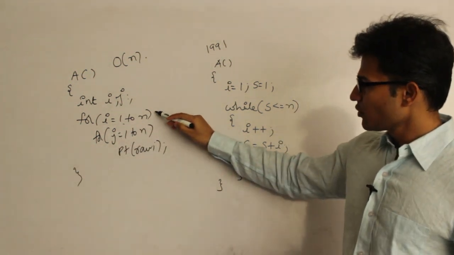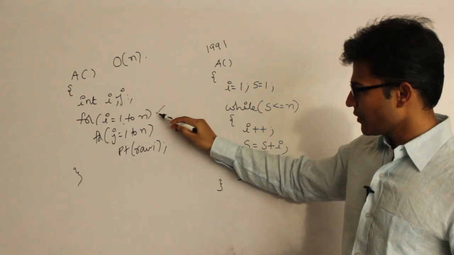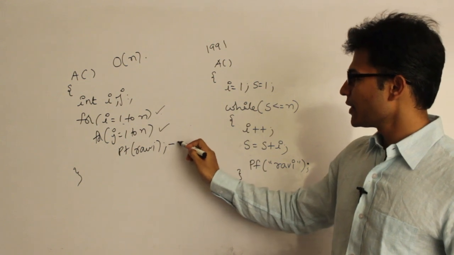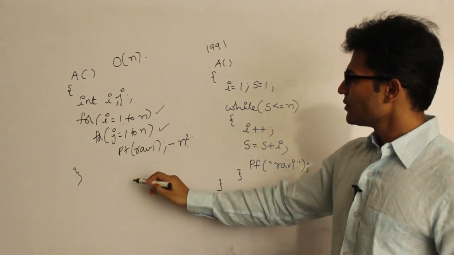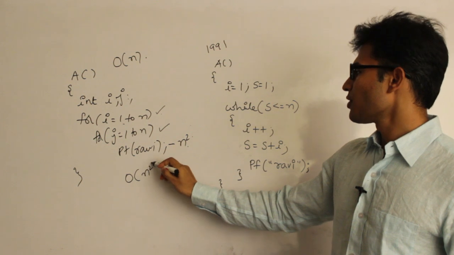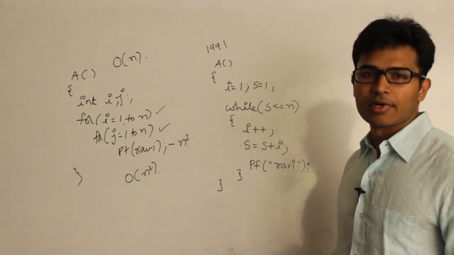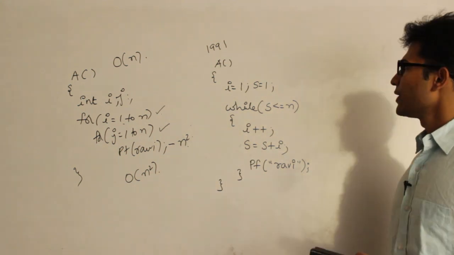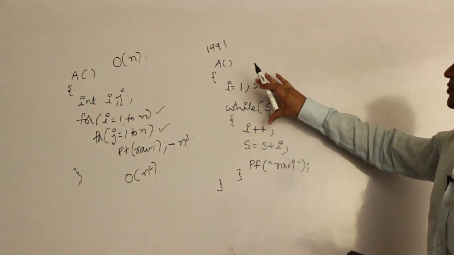So the outer loop is going to run n times, and for every time the outer loop runs, the inner loop runs n times, which means in total it will get executed n square times. Then in this case the time complexity is going to be order of n square. If we have one more loop in the nested loop, then again it is going to be order of n cube. That can be extended.